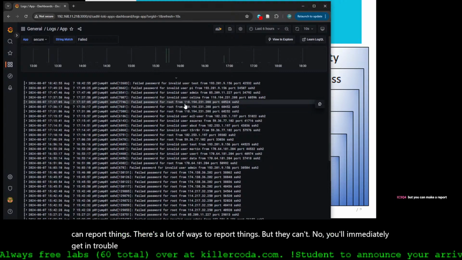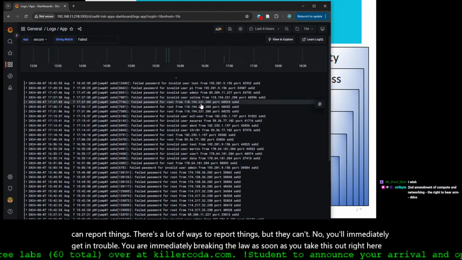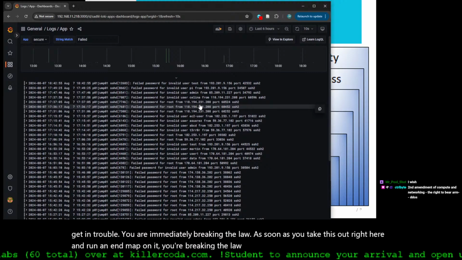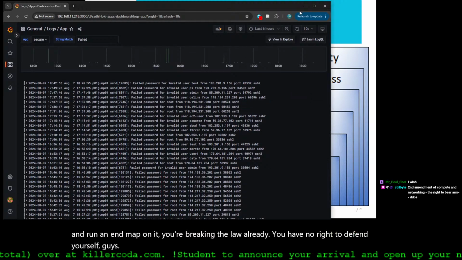But no, you'll immediately get in trouble. You are immediately breaking the law as soon as you take this out right here and run an Nmap on it. You're breaking the law already. You have no right to defend yourself, guys. Yeah, you have no right.